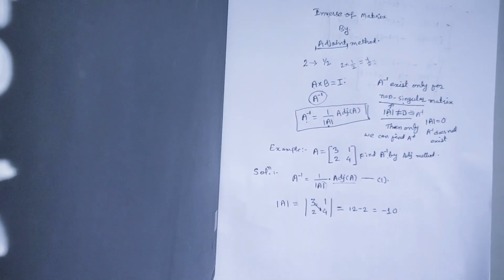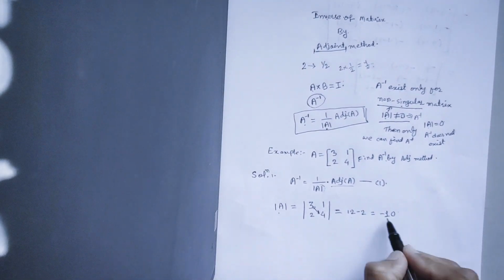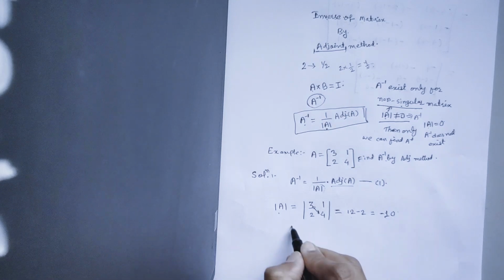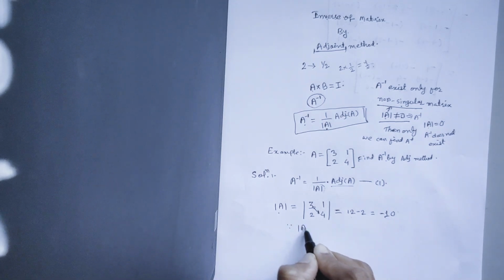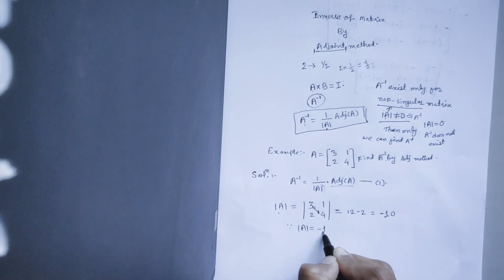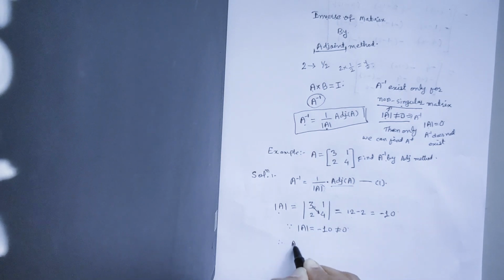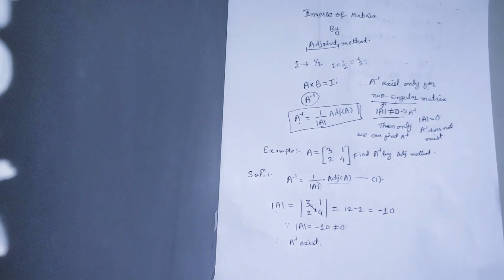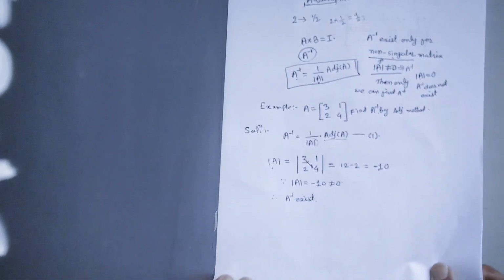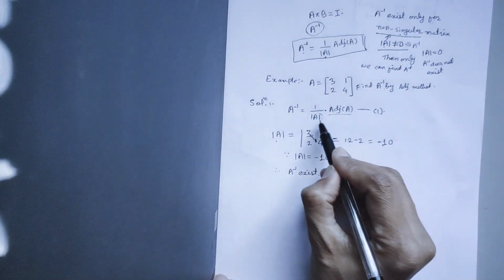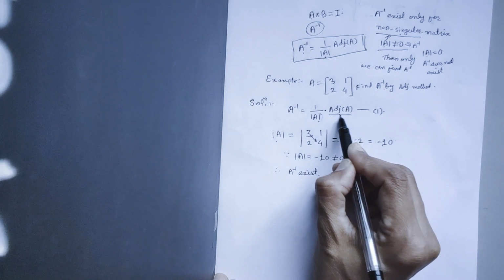Okay, with that condition, here we find the determinant and we see that the determinant of A is not equal to 0. So we write here, since the determinant of A equals minus 10, which is not equal to 0, therefore A inverse exists, because it's a non-singular matrix. Now the determinant I find from equation 1, now I need to find the adjoint of A.